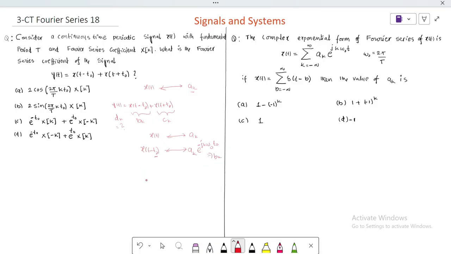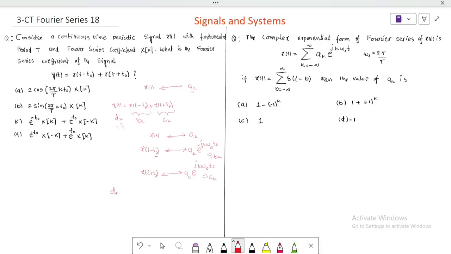The next one is the advanced signal of x of t by t naught units, so x of t plus t naught. For a delay you take the minus, for an advance you should take plus. So ak into e power jk omega naught into t naught, it is not delayed, it is advanced by t naught. So this is equal to ck.